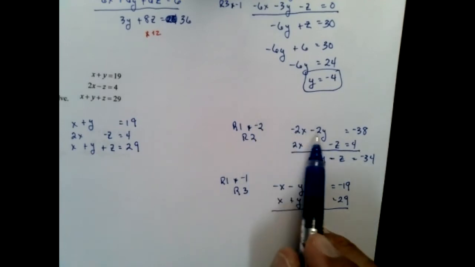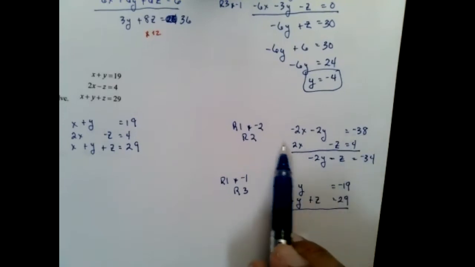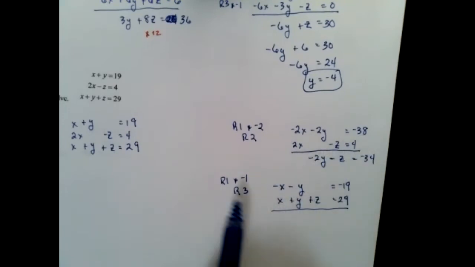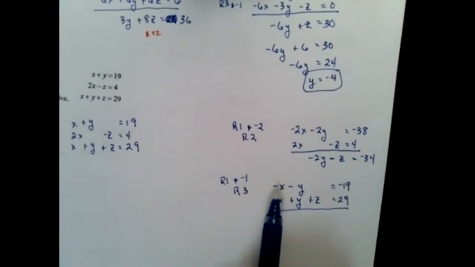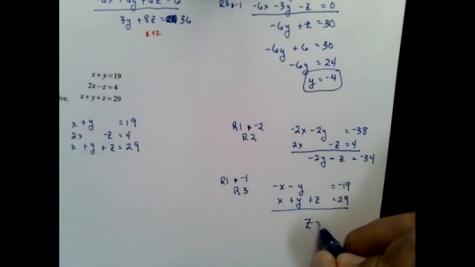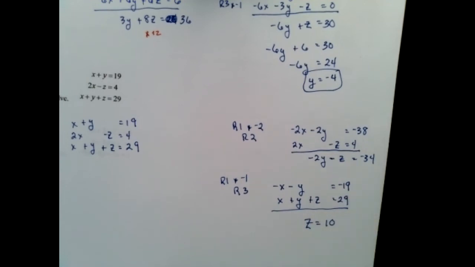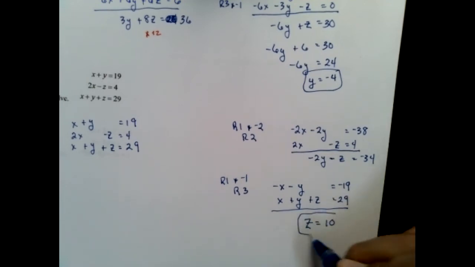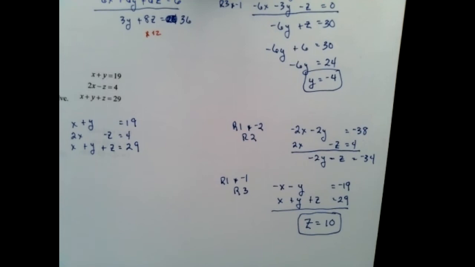Times negative 2 is negative 2, negative 2, negative 38. 2x minus z and 4. Row 1 times negative 1 is negative x, negative 19. Row 3, x, y. Nice, I was able to save myself some work. I calculated z to be 10.